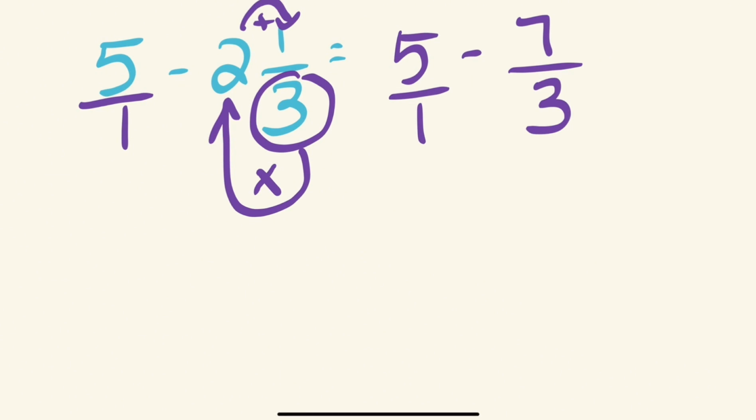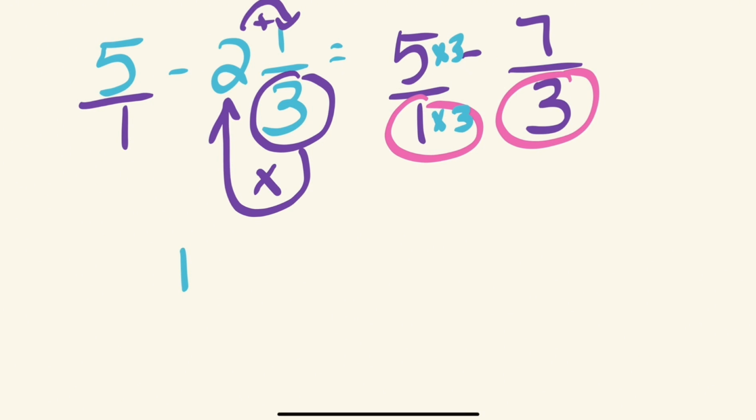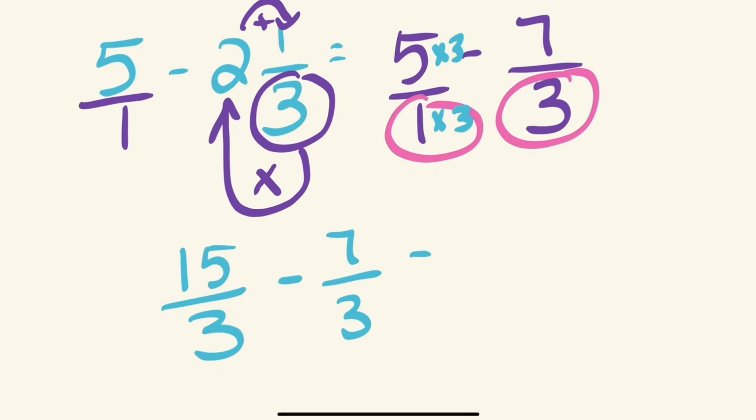Mind you, we are still subtracting. And what did we discuss earlier? Whenever we're subtracting, we've got to make sure that these denominators are the same. Well, because this is 1, that's kind of an easy thing for me to see, because I know that I can simply make that 1 a 3 by doing 1 times 3. And whatever I do to the bottom, I do to the top. So my new fraction, when I do 5 times 3 is 15 over 3 minus 7 over 3.